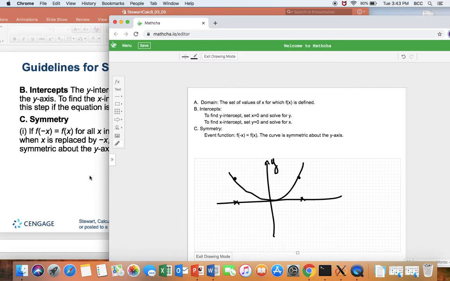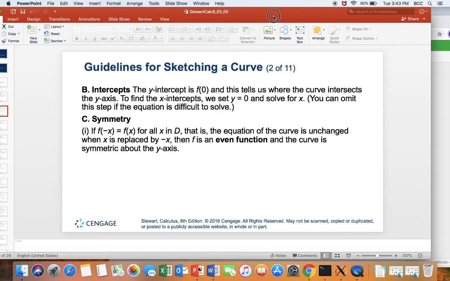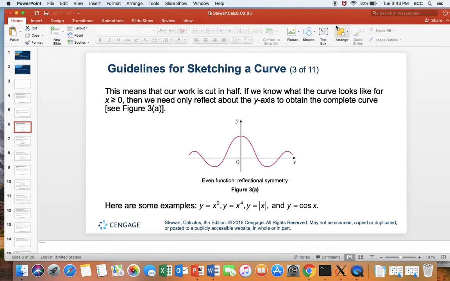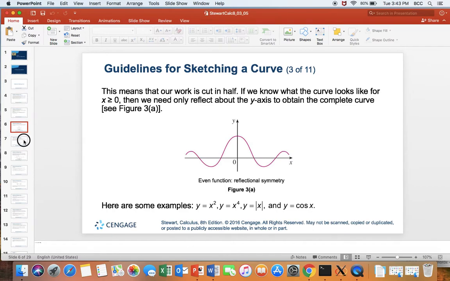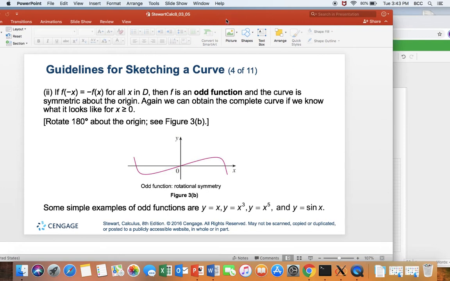Okay, next. This is about symmetry for an even function. Some more examples, okay? y equals x squared, x to the fourth, absolute value of x, cosine x. These are all even functions. Now, an odd function is when you change the sign of x, you change the sign of f(x).